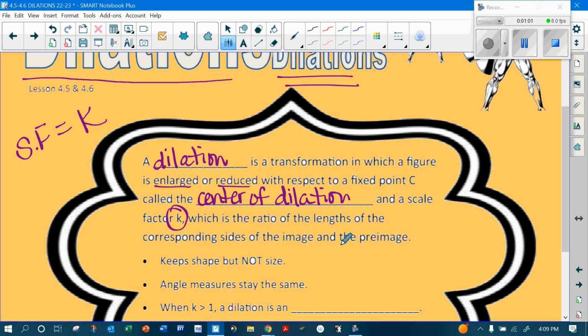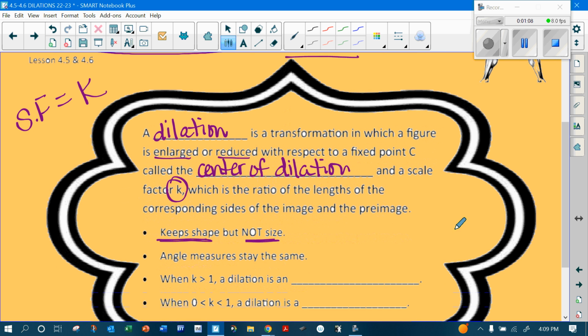image and the pre-image. So this time we are going to keep the same shape, but it is no longer going to be the same size. So this is not a congruence transformation or a rigid motion. The angle measures will stay the same.